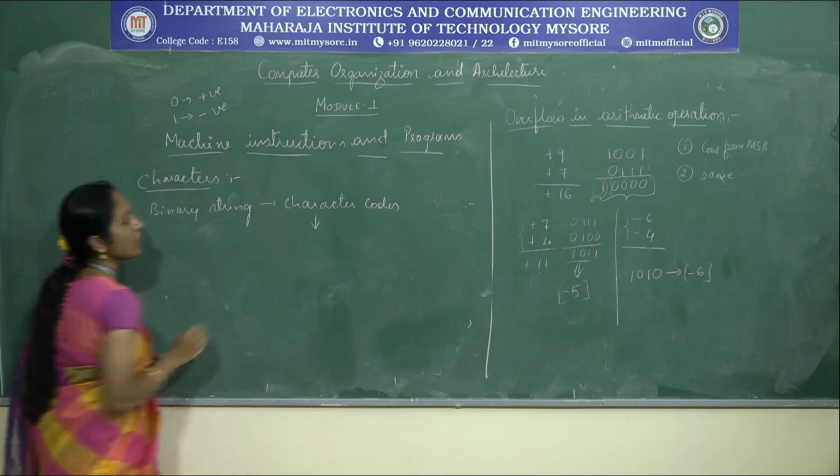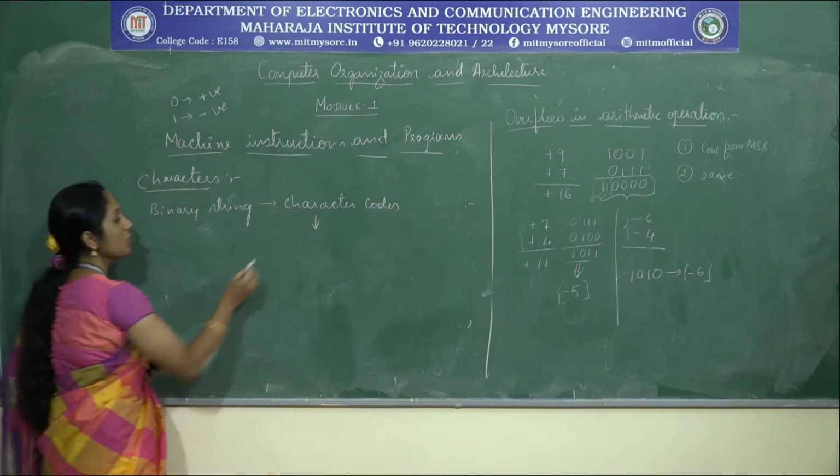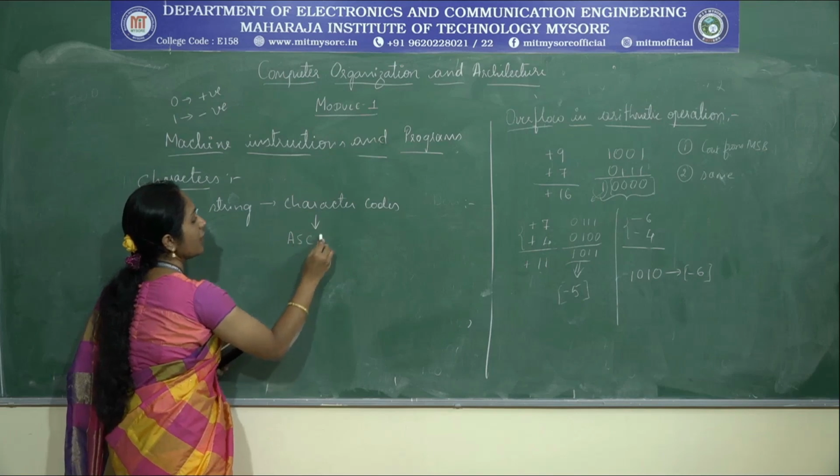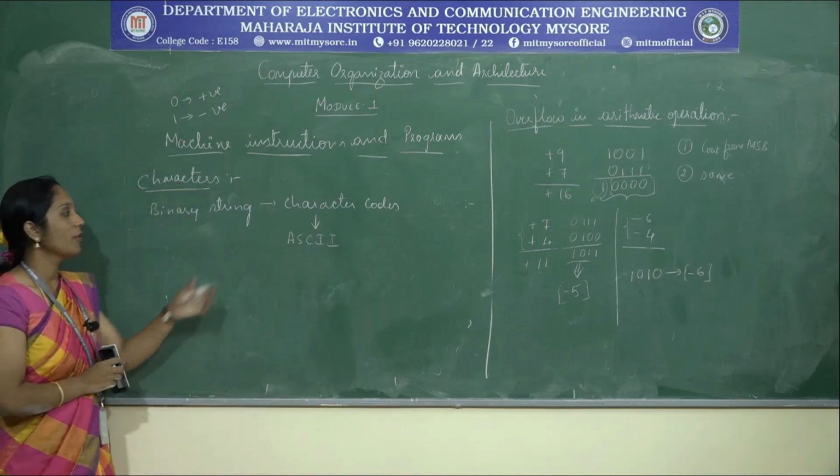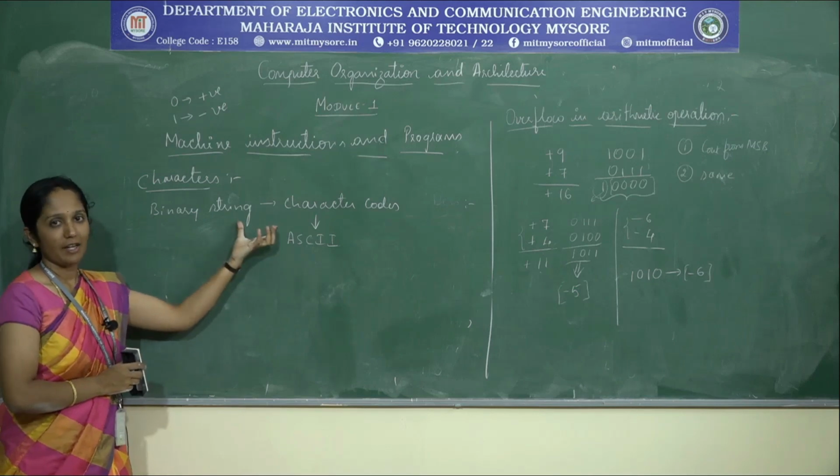Usually when we press a key, it will be converted into ASCII values, 8-bit ASCII values. That gives you the binary equivalent for a given character.